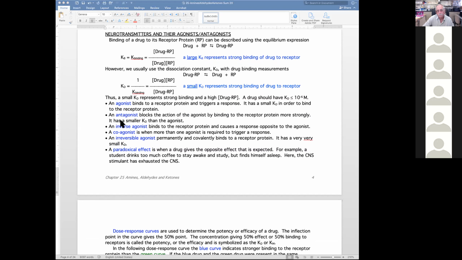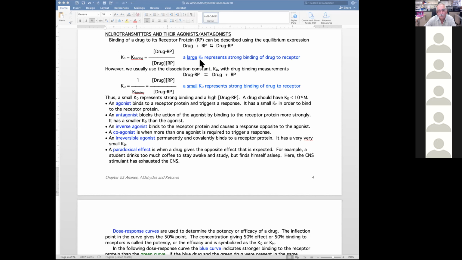So because the neurotransmitters in so many drugs are actually amines, I decided to go into it here. So neurotransmitters and their agonists and antagonists. So the binding of a drug to its receptor protein can be described using this equilibrium right here. Okay, what's the equilibrium? We can use the equilibrium constant, products over reactants. So we call this a binding constant, even though it's just an equilibrium constant.